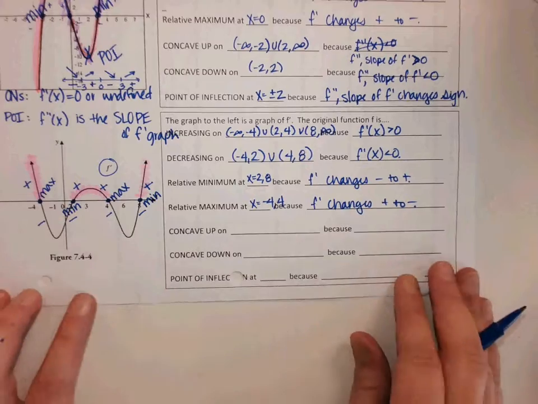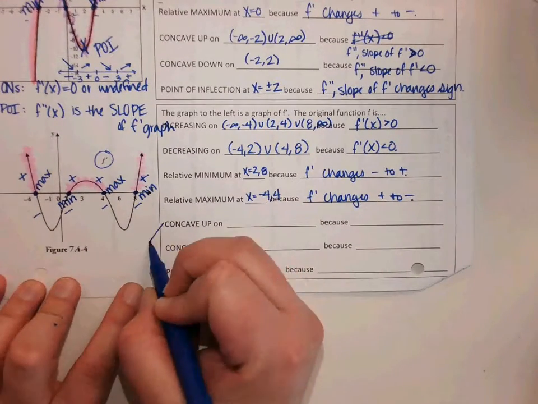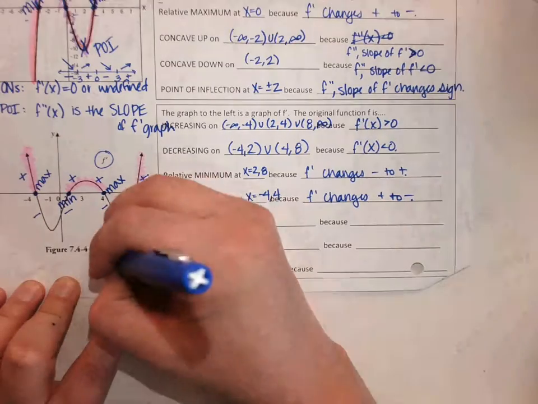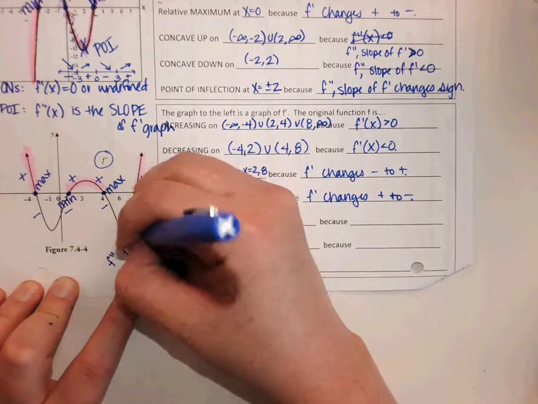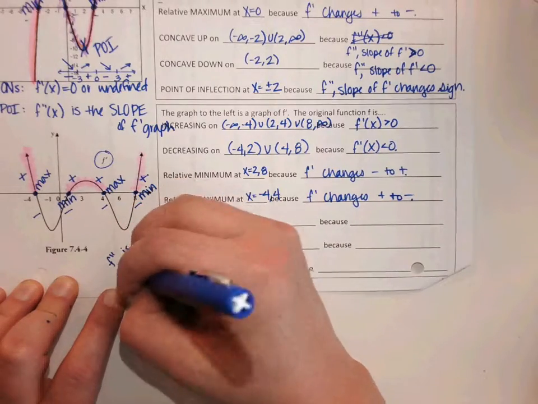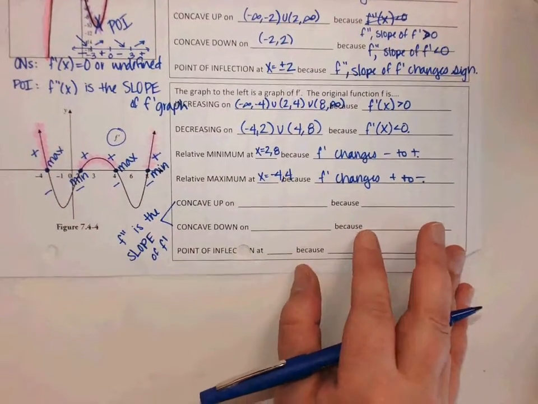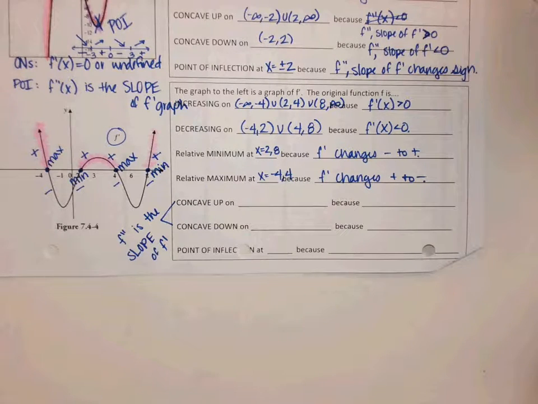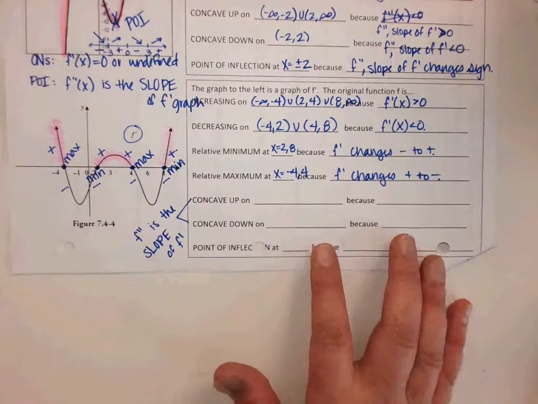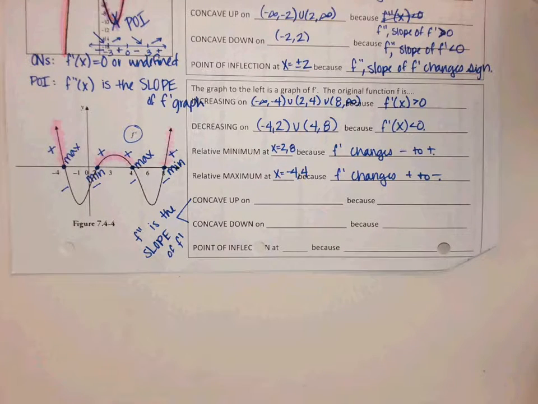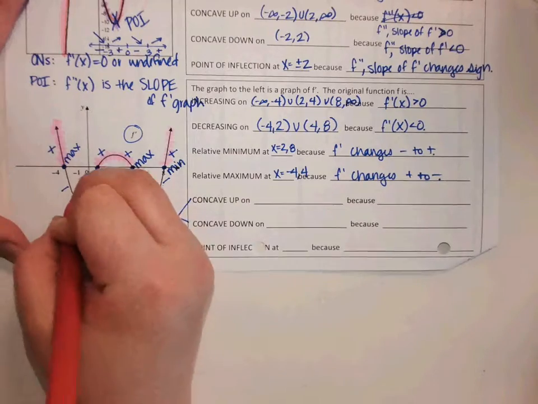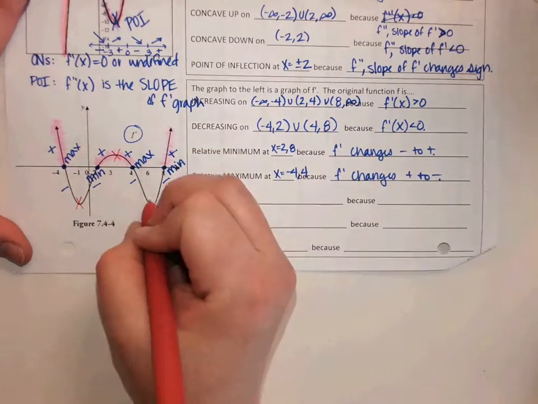Okay, last 3 things. Concave up and down. What am I looking for in the graph? Slope. F double prime is the slope of f prime. So I'm looking for a positive or a negative slope. On the graph, I want you to put x's everywhere that the slope changes sign, from plus to minus or minus to plus, either way. How many x's are you putting? 3. 1 here, 1 here, 1 here.